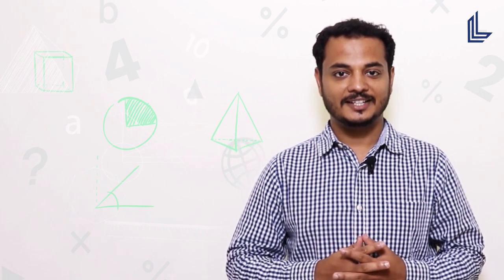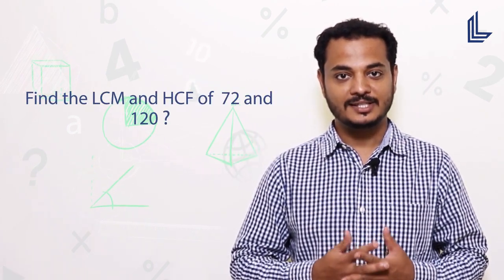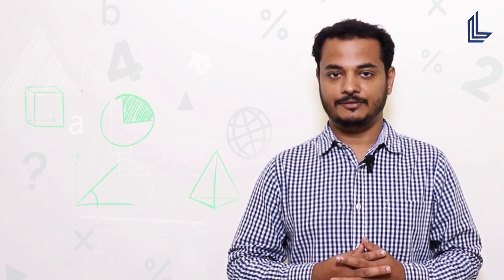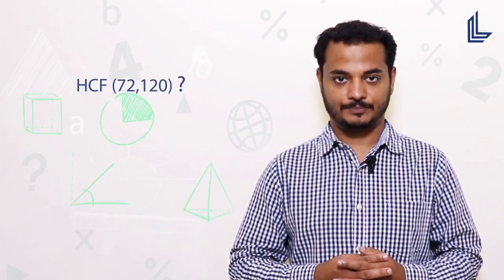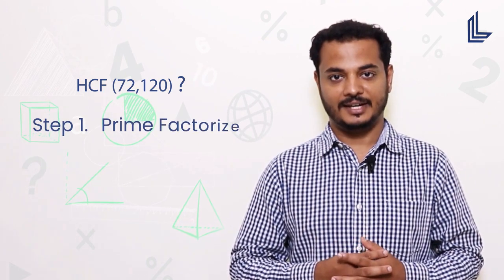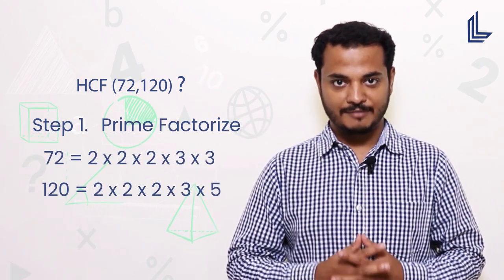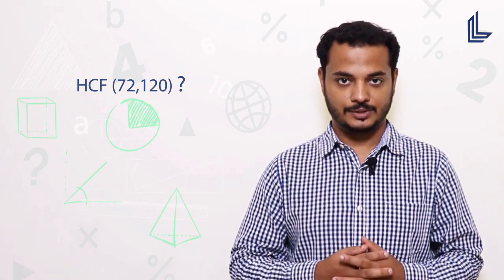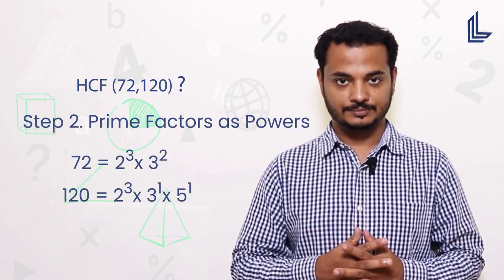Let's quickly try to find the LCM and HCF of the numbers 72 and 120. So how do we go about it? Let's first try to find the HCF of 72 and 120. So what's the first step? The first step is to prime factorize these numbers. Once you have prime factorized, you have to write these prime factors in powers. So that's your second step.